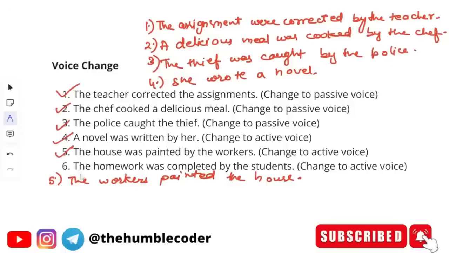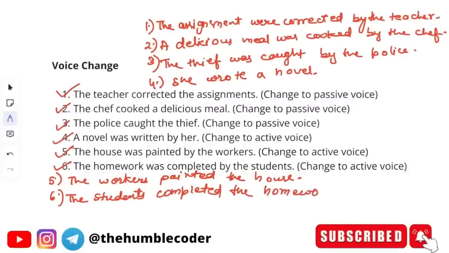Let's see the last question that we have based on these types of question, which is voice change. The question is, the homework was completed by the students, and we have to change it to active voice. Basically, this sentence is in passive voice. We have to change it to active voice. The correct answer will be, the students completed the homework. Okay. Now I hope you have got the understanding of how you can solve these questions.